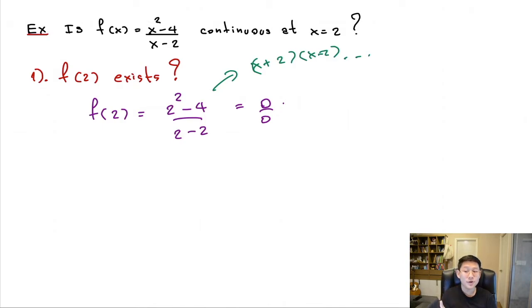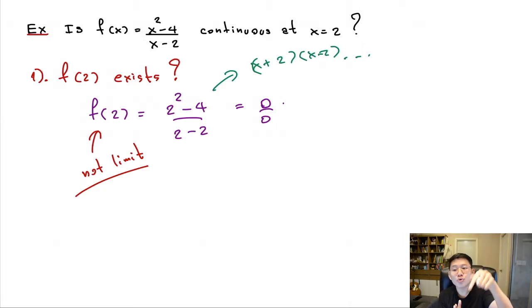But if we are computing the value of f at 2, this is not a limit. We actually want to find the value of f at 2. So we can't rearrange the terms. We can't factorize, we can't cancel things out. So guys, again, if we want to find f at 2 or f at any point, we can't do anything with it.